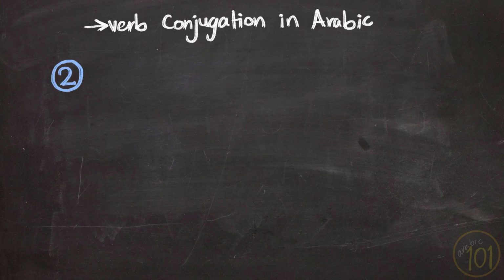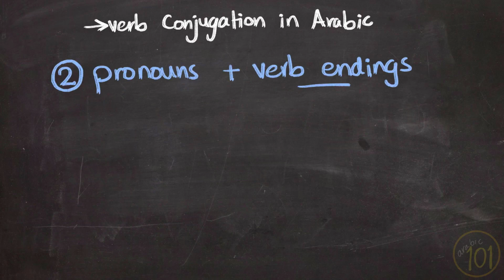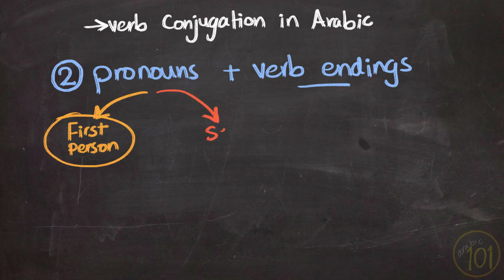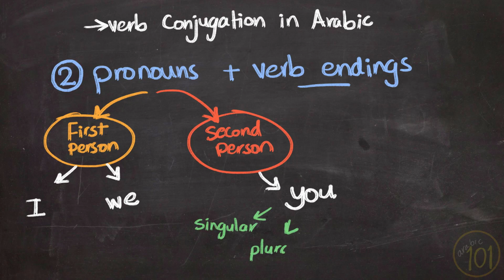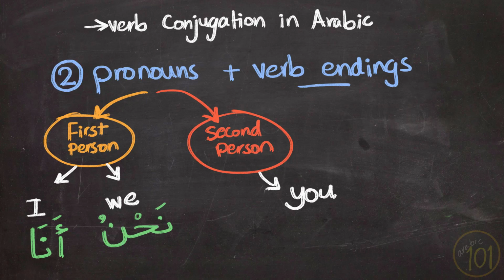Number 2 of the things that you need to conjugate verbs in Arabic, and that is the pronouns and their endings. We're going to talk about the first person and second person pronouns. In English, first person pronouns are I and we. And the second person pronoun, in English, it is just the one pronoun, and that is you. We use it with singular, plural, masculine, feminine, and everything. In Arabic, however, the story is a little bit different. When it comes to the first person pronouns, I means أنا, and we means نحن.